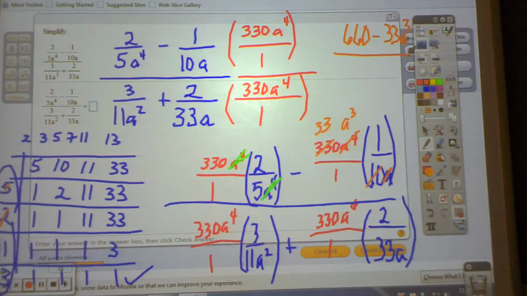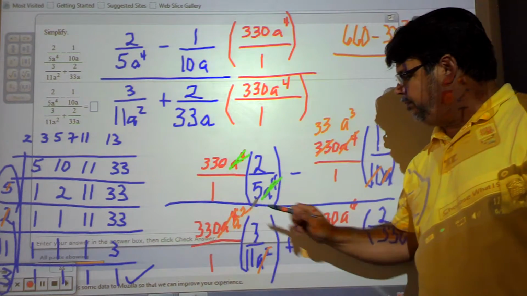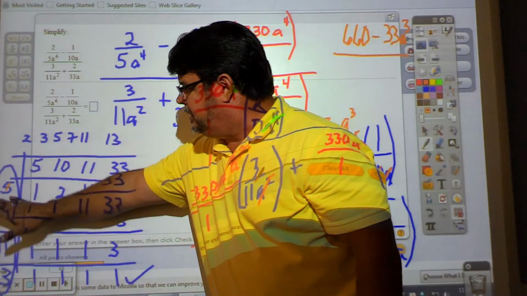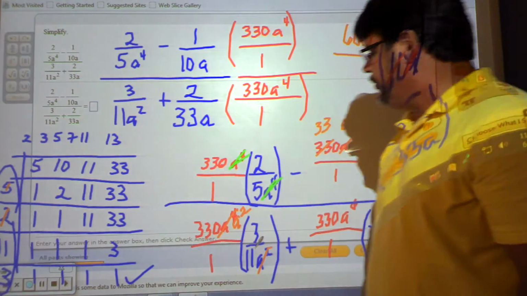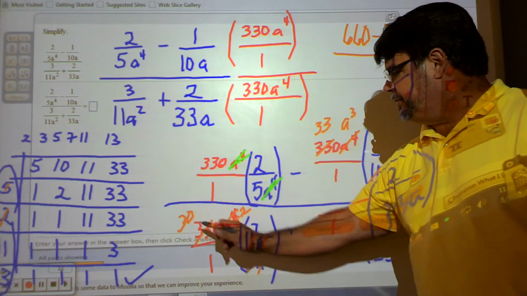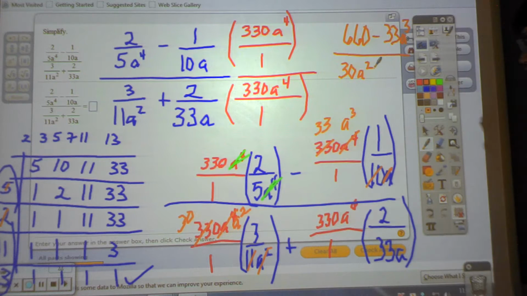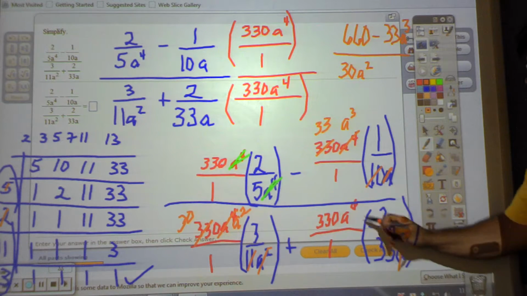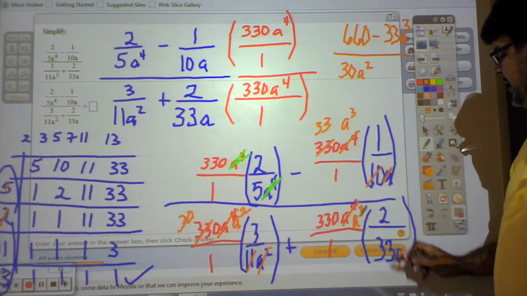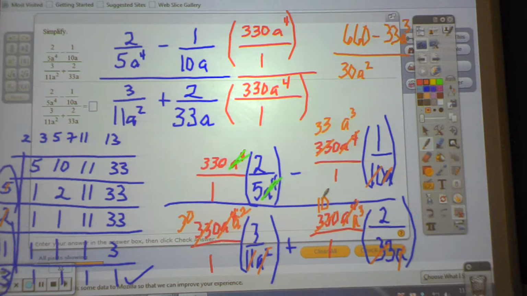over that a squared will make this a squared. And 11, take the 11 out, will go in. 10 times 3 is what? 30. So that's going to be 30a squared. And a will cancel that a to the what? Third. And 33 will go in there. How many times? So 10a cubed.